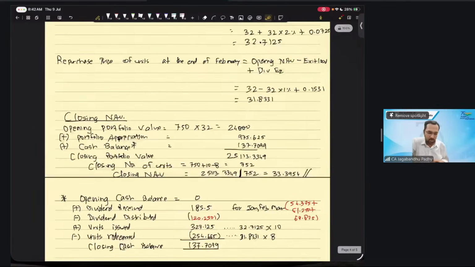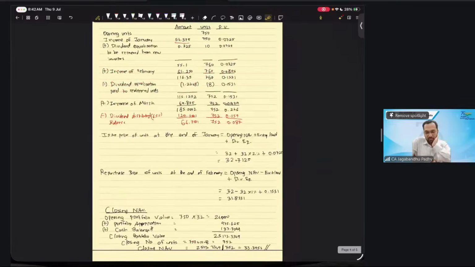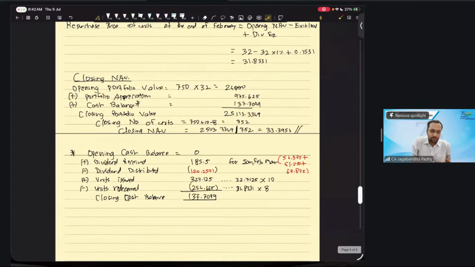Quite an elaborate question to discuss, because it involves first knowing how the income is done, what the income accumulating is, then calculating the dividend equalization. And another crucial part was to calculate the cash balance. Cash balance also needs to be taken into account while computing the NAV. And that needs to be done by preparing a cash account, or maybe just by looking at the amount of receipt and payment.